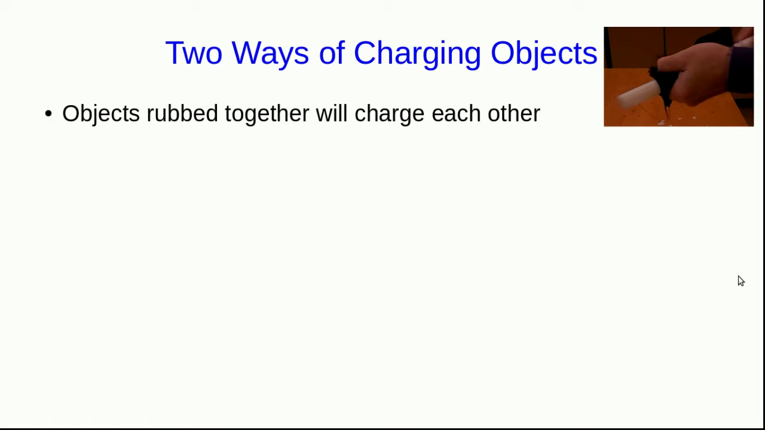We've already seen some ways of charging objects. When two objects are rubbed together, they'll often charge each other. For example, we've seen this with a piece of plastic rubbed with a piece of wool. And one thing to notice is that we always need to rub together two objects made of different materials.